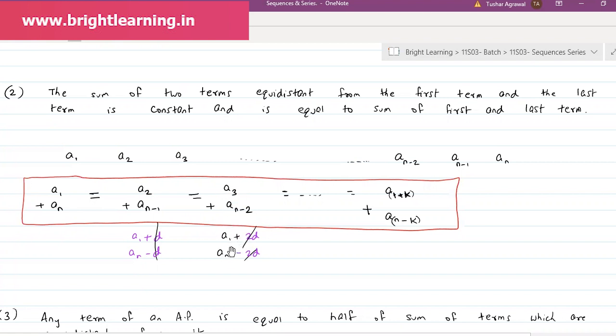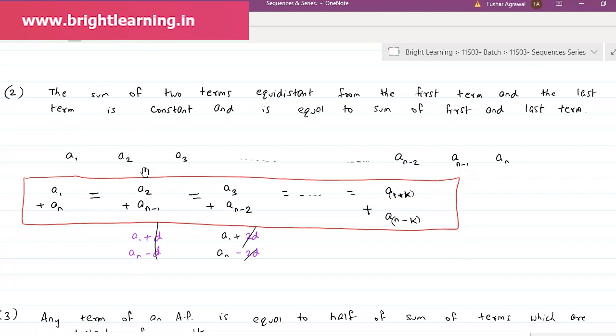So the generalized result: I can write a1 plus k terms ahead, that is the (1 plus k)th term, and going k terms backwards from n, the (n minus k)th term, their addition will be the same.